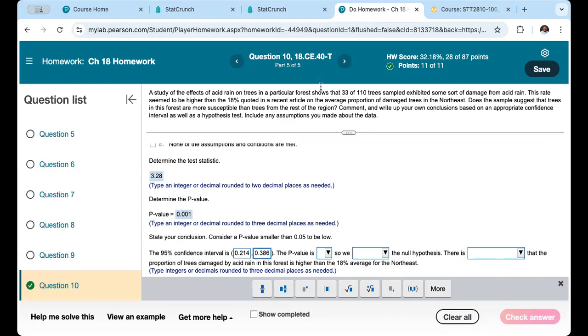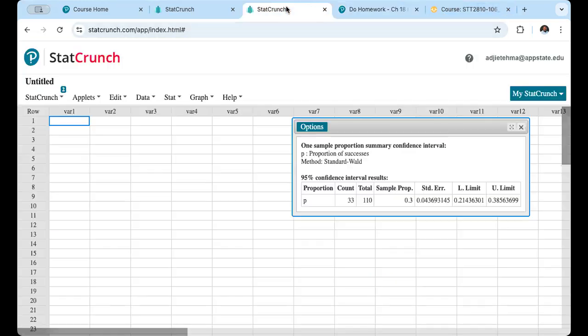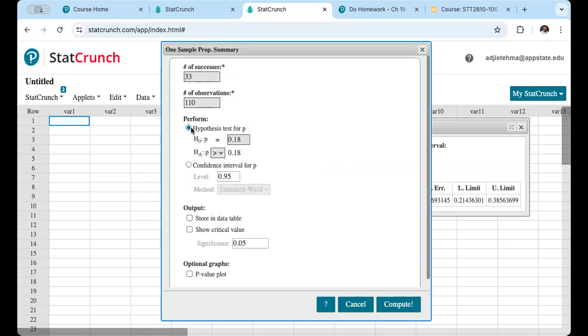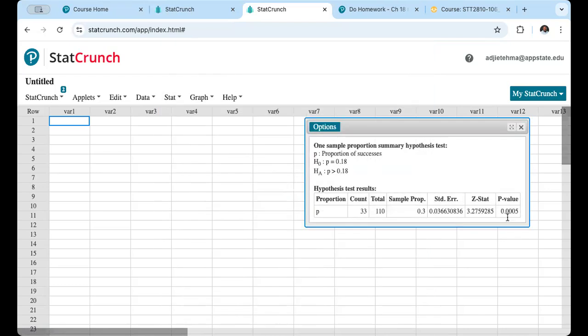What is the p-value? So if you want the p-value, we still come to edit. Instead of clicking on this, we click on this one here. Okay? And then hit compute. 0.00, 0.00, still 0.001, right?